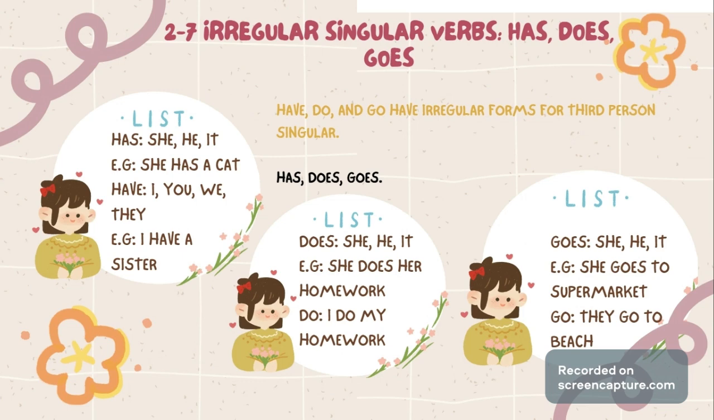Example, she does her homework. Do is used for I, you, we, they. For example, I do my homework. Goes is used for she, he, it. Example, she goes to the supermarket. Go is used for you, we, they. For example, they go to the beach.